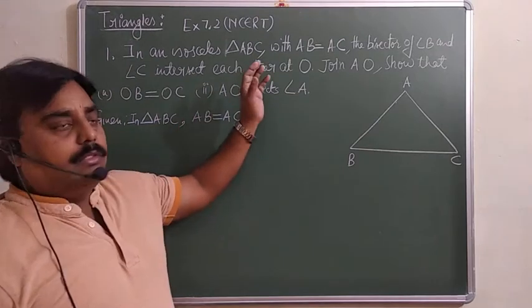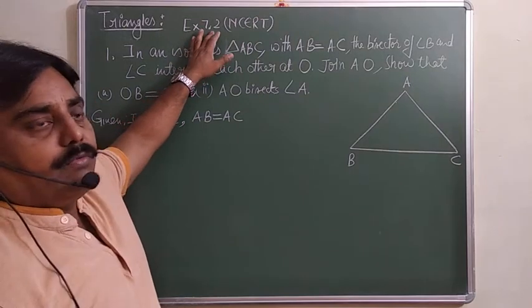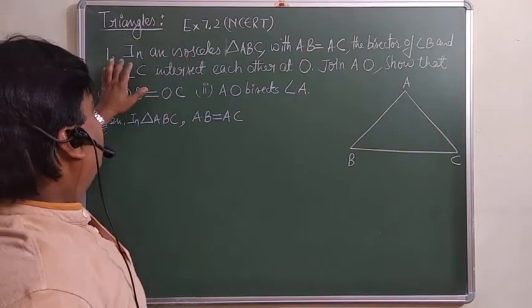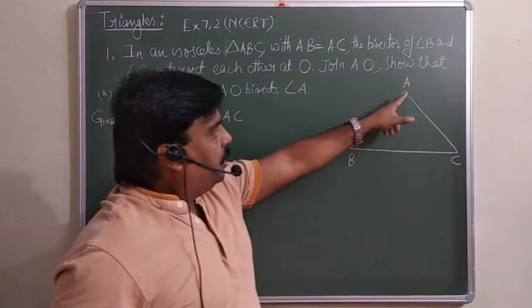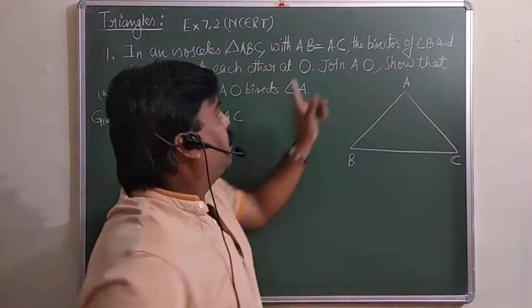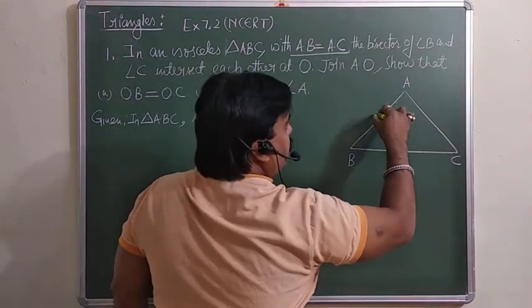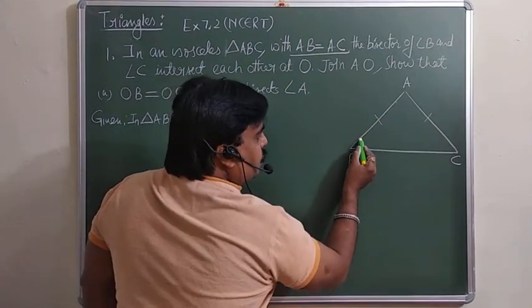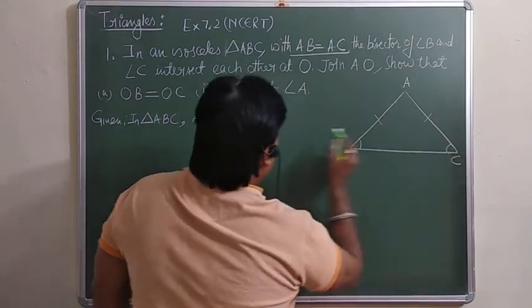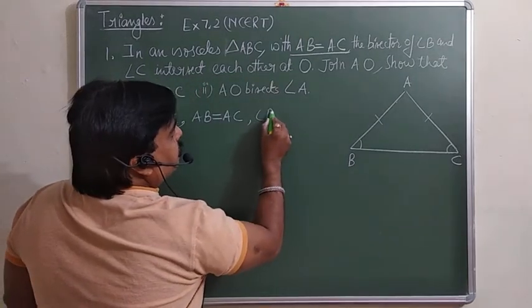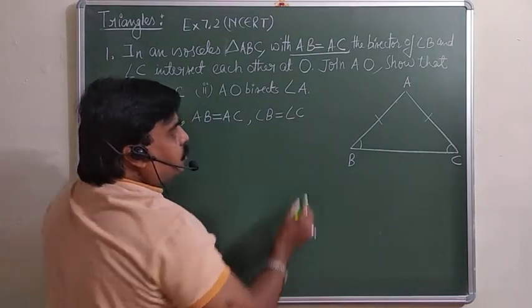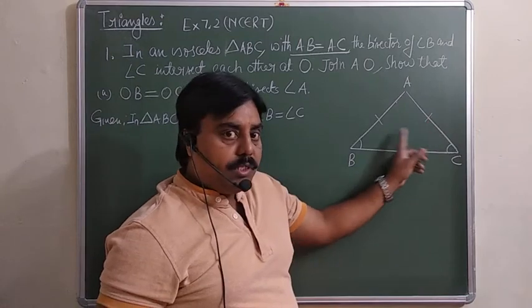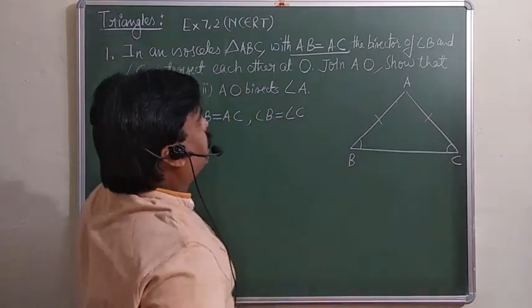Okay. Now this is the question from NCERT exercise 7.1. The question is an isosceles triangle. ABC is an isosceles triangle in which AB is equal to AC. This is already given. It means if AB is equal to AC, then you can say angle B will be equal to angle C. This is also information already given, because when two sides are equal, the opposite angles are always equal. That we already discussed in a theorem.